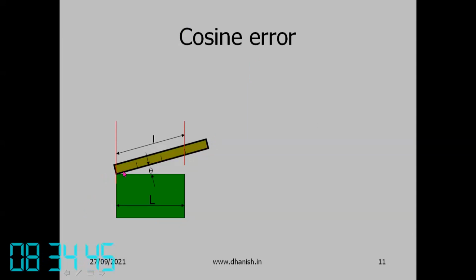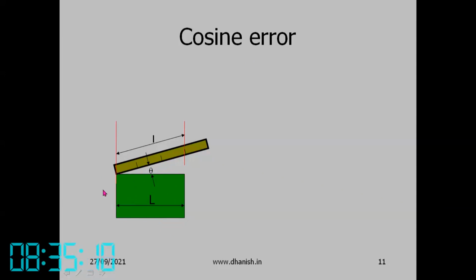The cosine error is caused by the standard of measurement or the scale being misaligned with the object to be measured. For example, here capital L is the length of this object and we are trying to measure that. But unfortunately, we keep the scale at a small angle theta with respect to this object size.